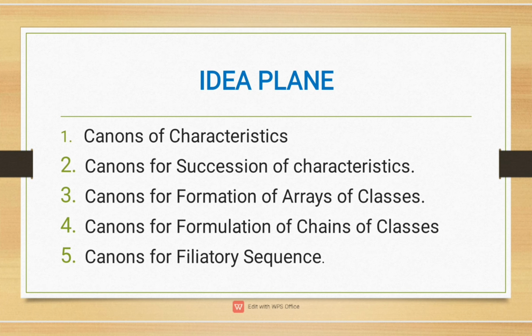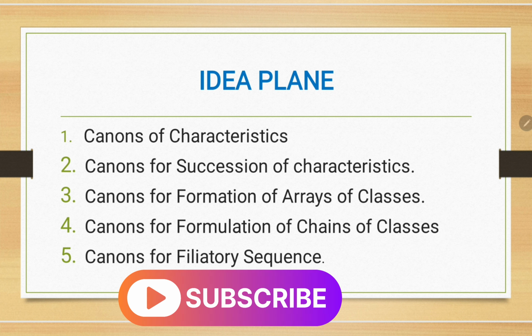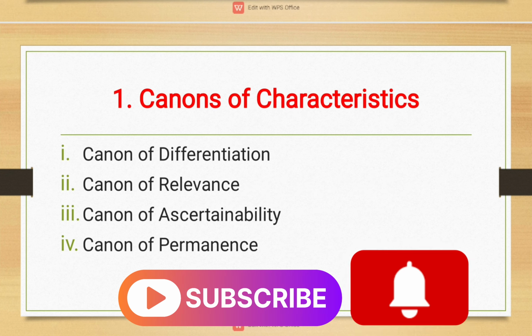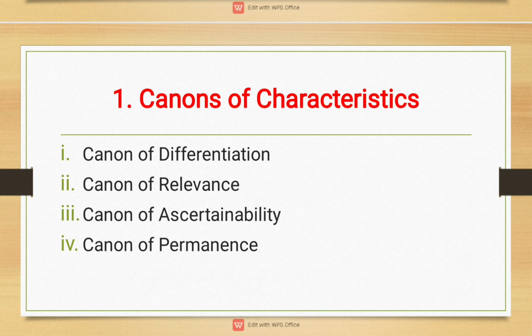Idea plane. Canons of characteristics. Canons for succession of characteristics. Canons for formation of arrays of classes. Canons for formulation of chains of classes. Canons for filiatory sequence. In this, the first one, canons of characteristics, is again divided into 4 categories: canon of differentiation, canon of relevance, canon of ascertainability, canon of permanence.